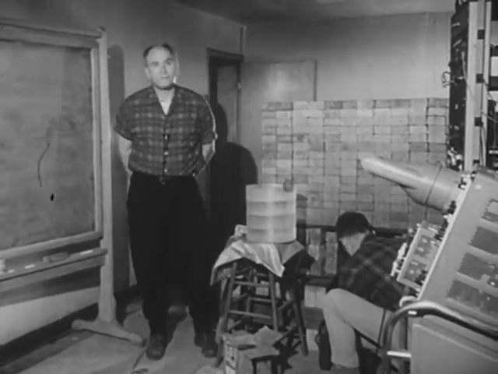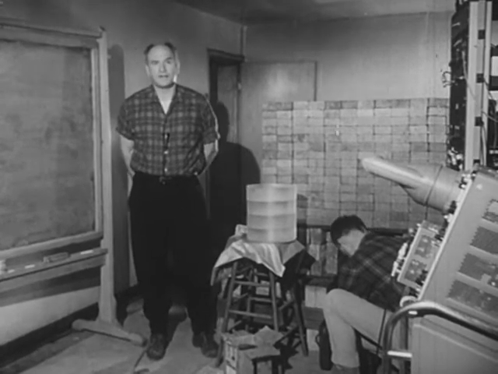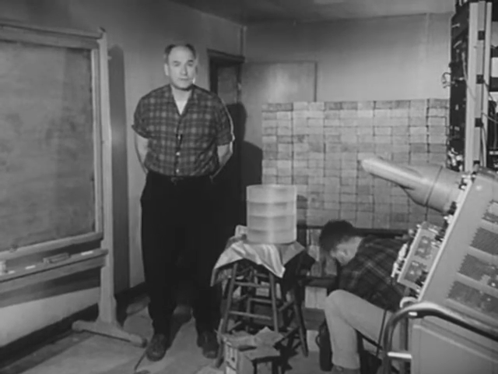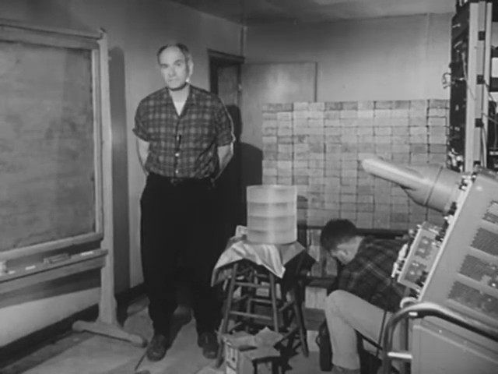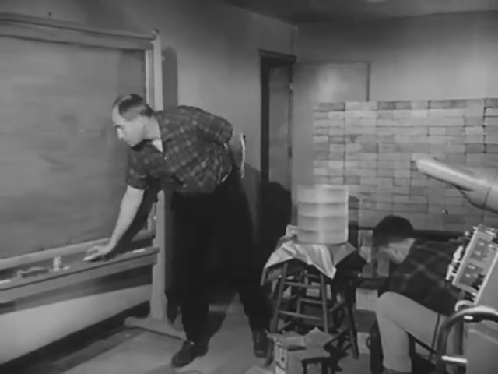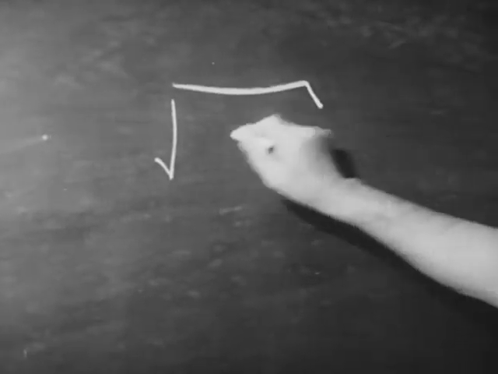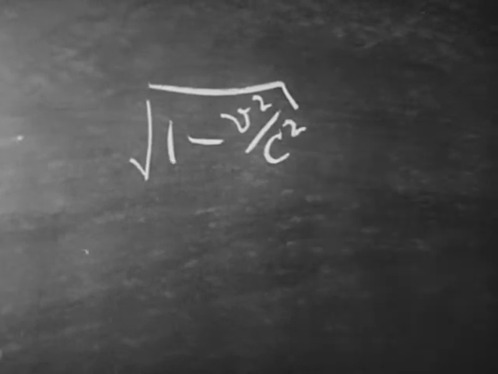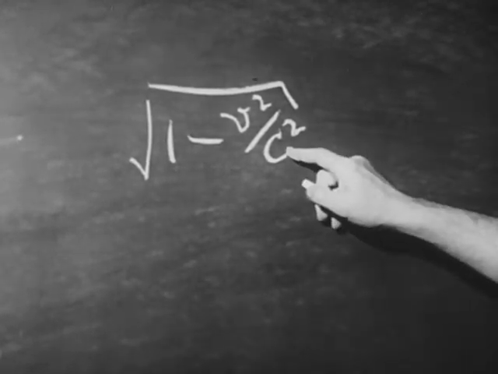One of the most startling predictions of the theory of special relativity is that moving clocks run slow by a factor the square root of 1 minus v squared over c squared, where v is the speed of the clock relative to the observer, and c is the speed of light.